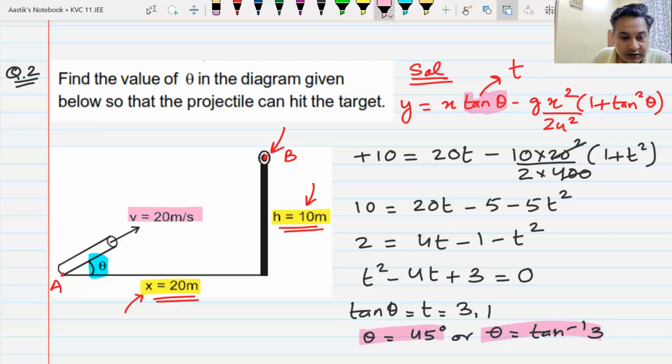So remember, whenever x and y are given to you and something else is given to you and you want to find something else, always know that 99% of the cases that is a question of equation of trajectory. Are we ready for the next one?